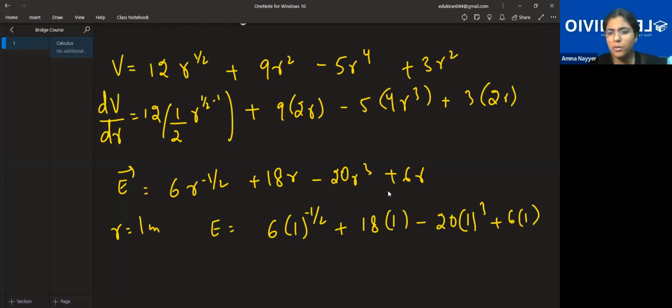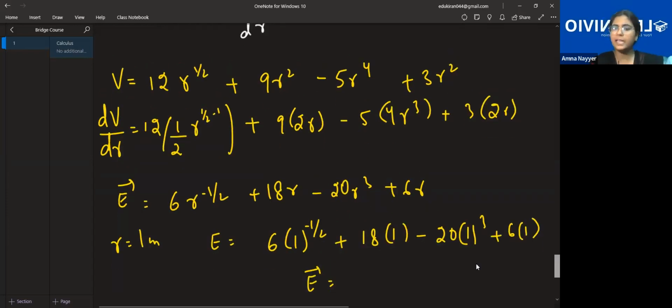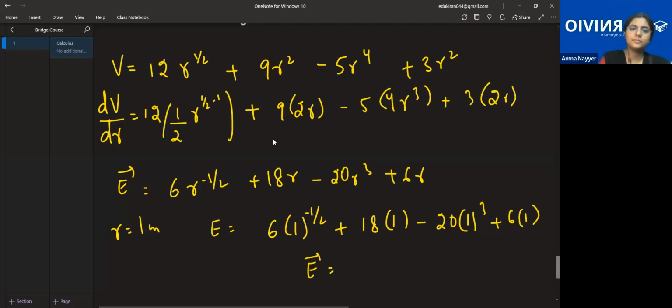Just solve it, check it, whatever is coming, that will be the exact answer. Someone just cross-check this and all of you cross-check and let me know what's the answer. Quickly write it down and we'll start with integration.